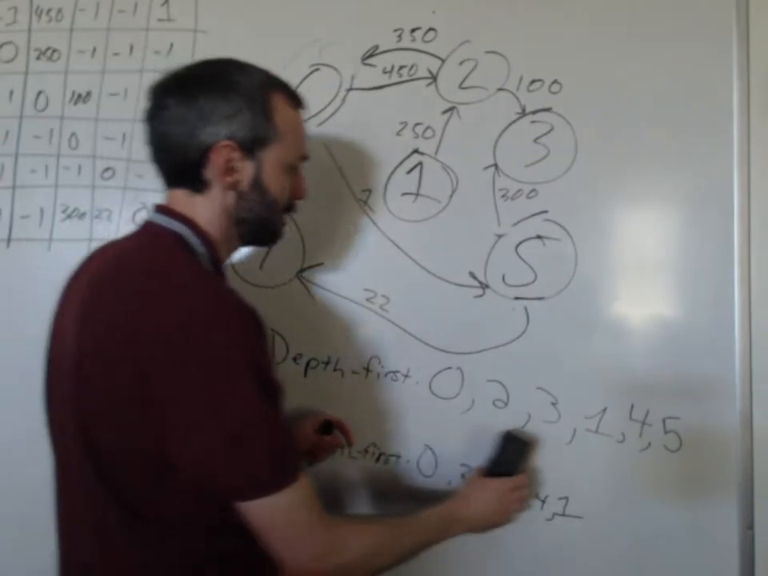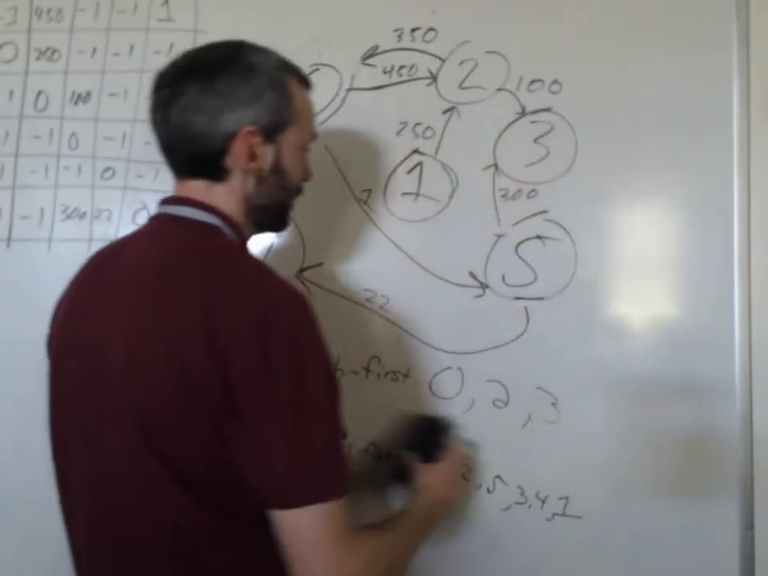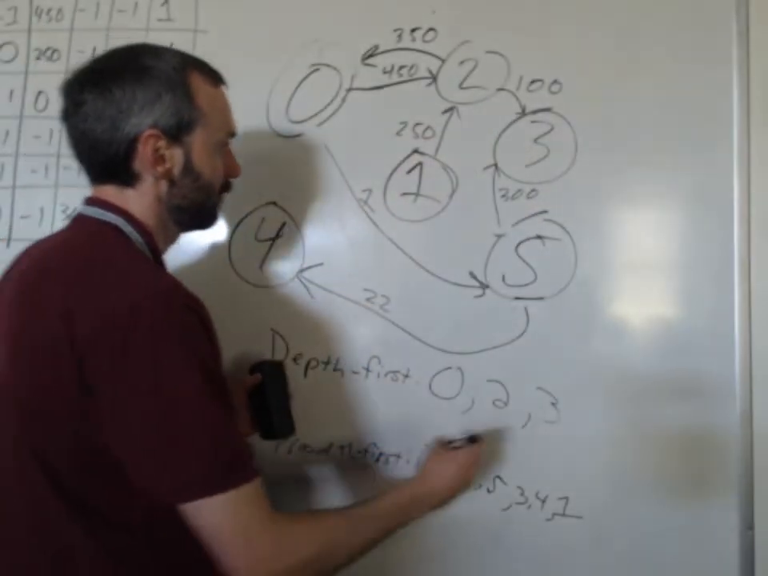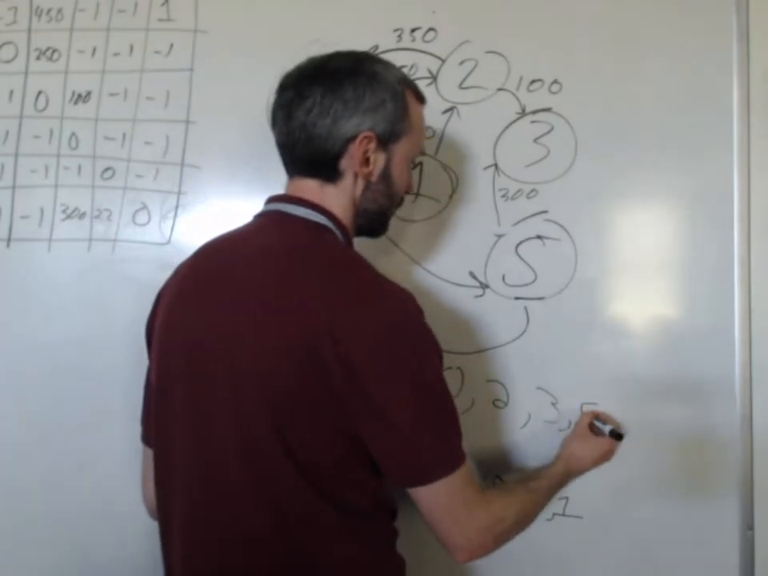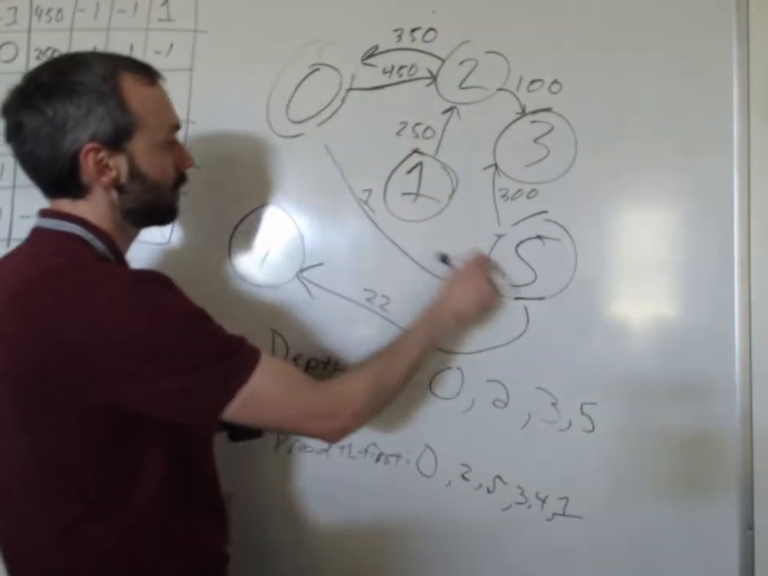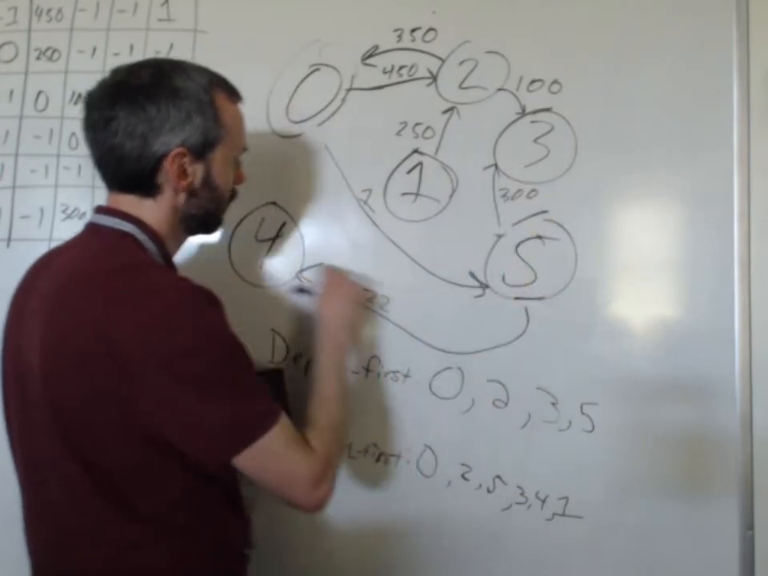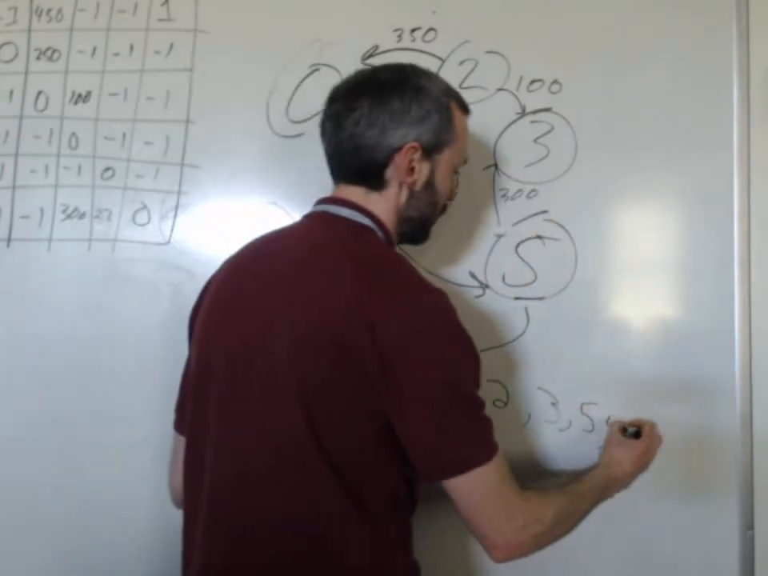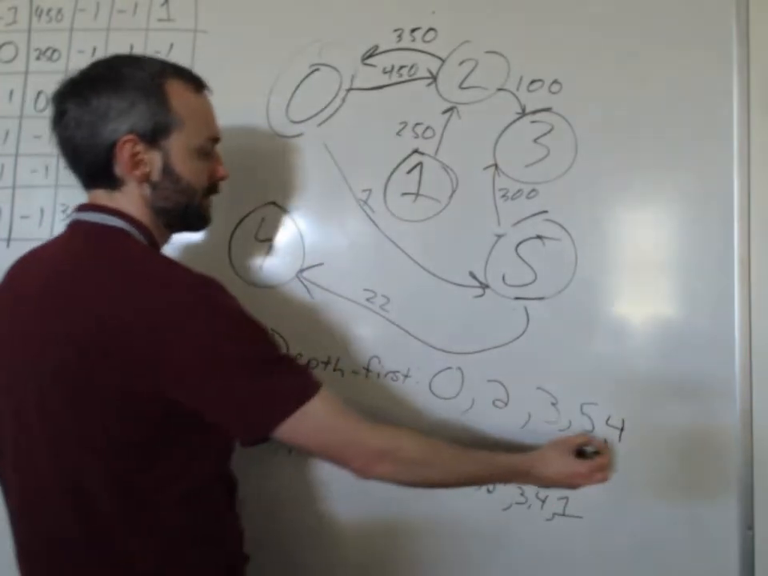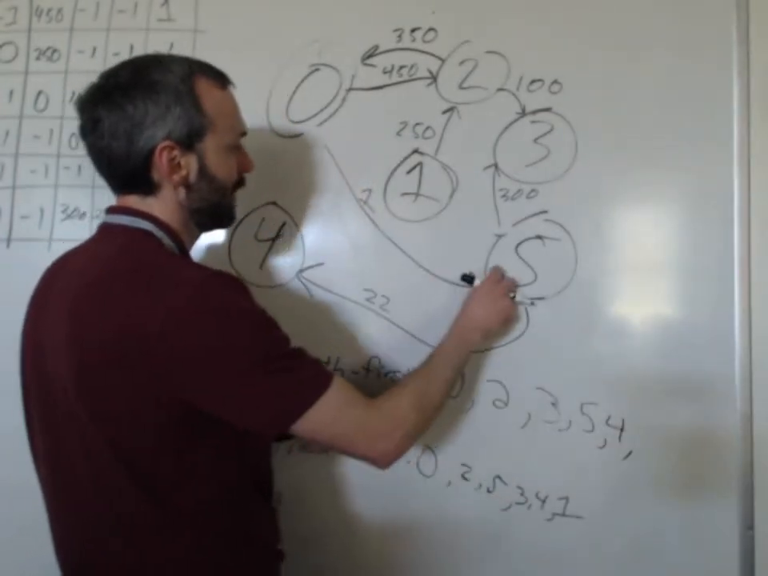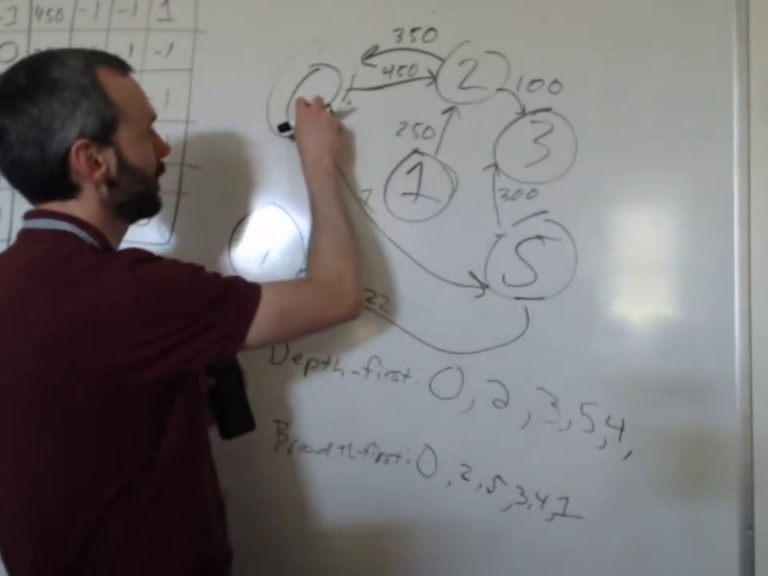Actually, we forgot to go to 5 on this one. Wow, that was bad. That didn't happen. Then we go to 5. We're at 0, we can go to 5. We can go to 3, but we've already visited. Go back to 5, we go to 4. Now this makes more sense. Can't go anywhere, back to 5. Can't go anywhere, back to 0.